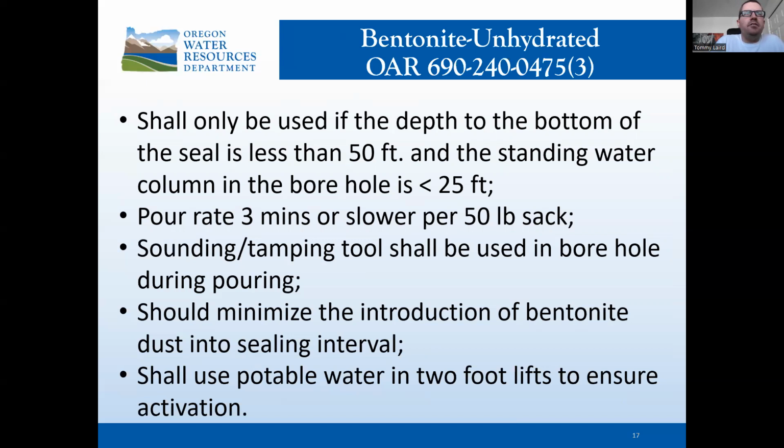Sounding tamping tools shall be used in borehole construction during pouring to ensure that the bentonite is not bridging. You should minimize the introduction of bentonite dust into the sealing interval, and you shall use potable water in 2-foot lifts to ensure the activation of the bentonite.